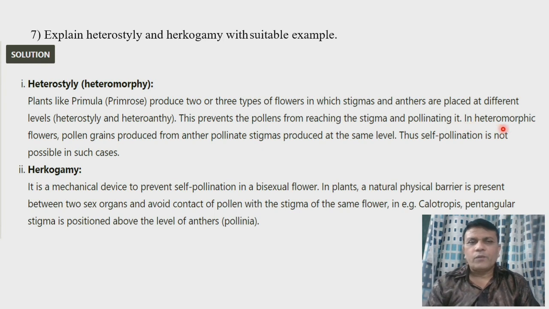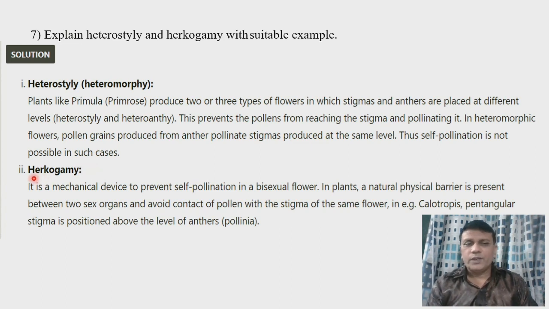In heteromorphic flowers, heteromorphic means morphologically dissimilar flowers. Pollen grains produced from anther pollinate stigmas produced at the same level. Thus, self pollination is not possible in such cases. So, to carry cross pollination, heterostyle is found in the flowers.